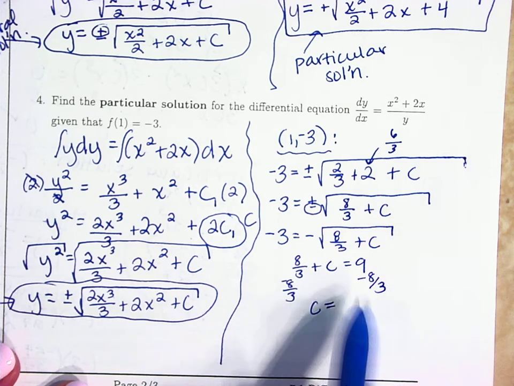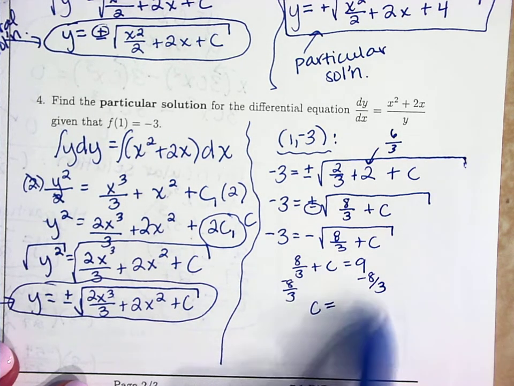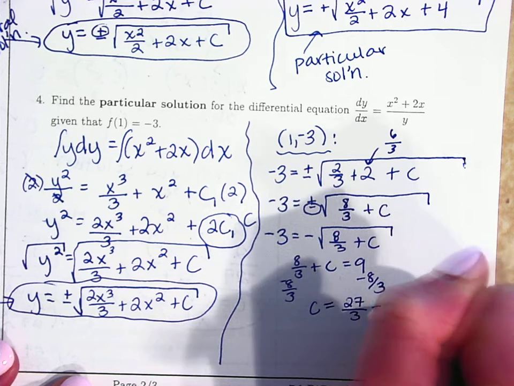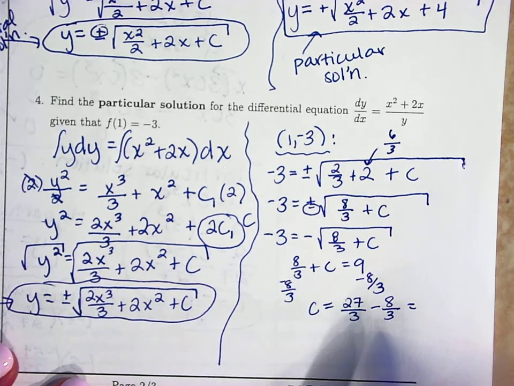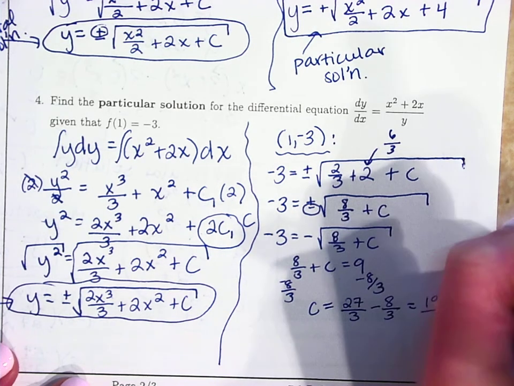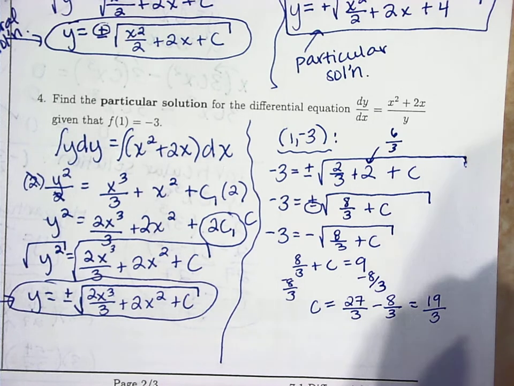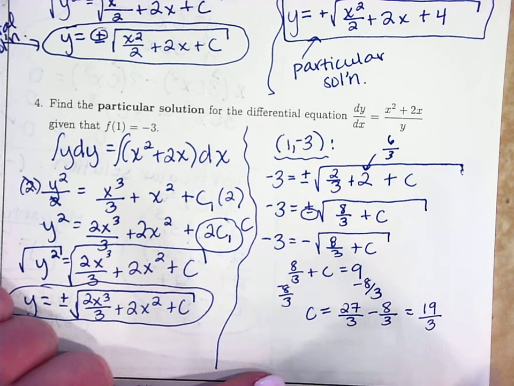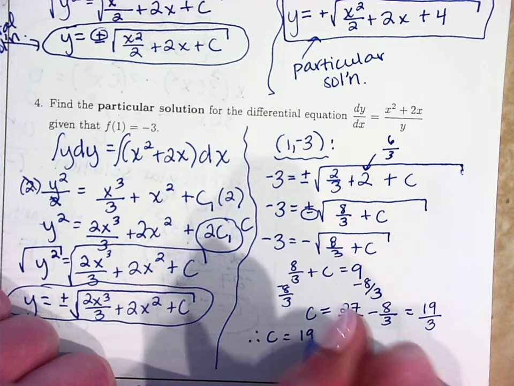I can think of 9, if I want to get a common denominator, then 9 is the same thing as 27 over 3 minus that 8/3. 27 minus 8 is 19 over 3. Did I do that right? Yes. So c, therefore, c is equal to 19 over 3.